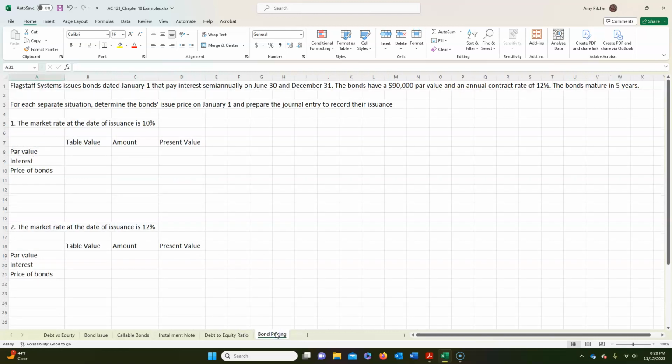Our last example is looking at bond pricing. We have this Flagstaff company, and we're looking at the bond pricing, but we're not going to do this example because we're skipping this part of the chapter. This is something you will look at in business finance instead of accounting 1.